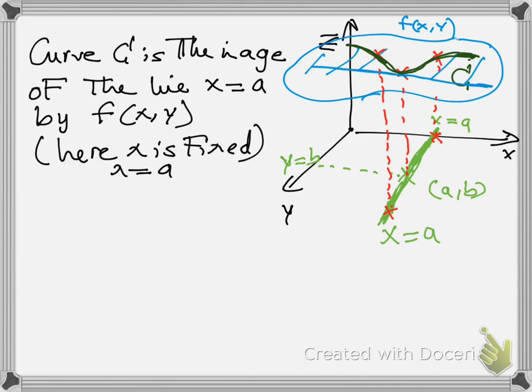at this point, f of (a, b). If you take this tangent line here, which passes through this point and is tangent to the curve C, then the partial derivative of f with respect to y at the point (a, b) will be the slope of this line L here.